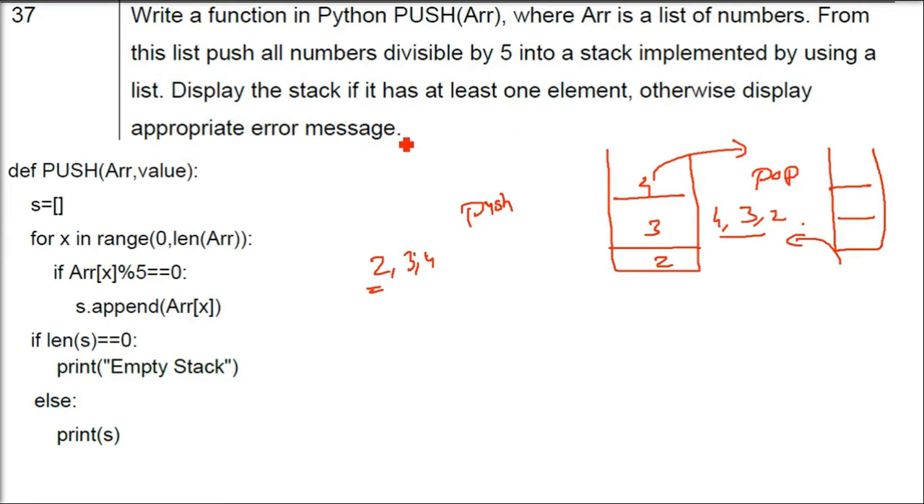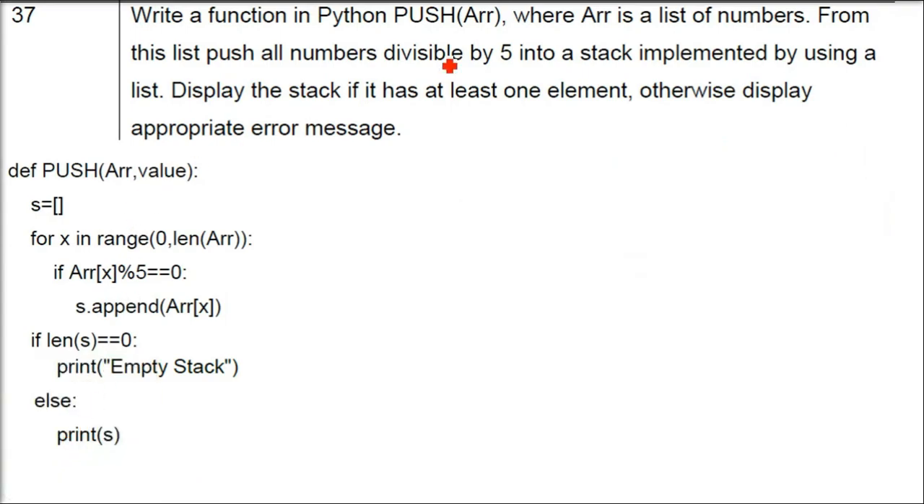And the question is saying display this stack if it has at least one element, otherwise display an appropriate error message. So if at least 2 is there, then you don't show the message. If there is not even a single number, you say empty stack. First, clear the question, it is given that push(ARR). So you just have to take whatever they have written in the question. Don't use this value, there is nothing called value in the whole program. There are a lot of mistakes and errors in the sample question paper and solution that we need to correct.